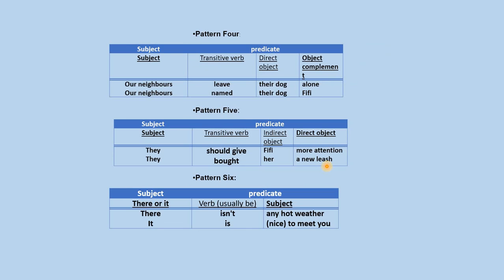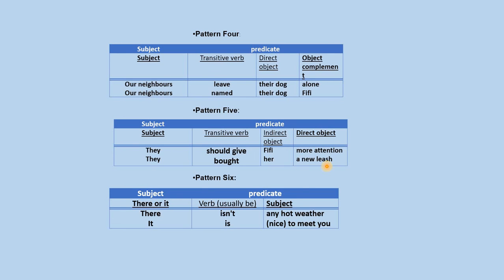We move now to pattern 4. With pattern 4, I can have a subject, as normal, plus a transitive verb, and the transitive verb needs two objects. Direct objects, sorry, before moving to the direct, indirect, direct objects and object complements.